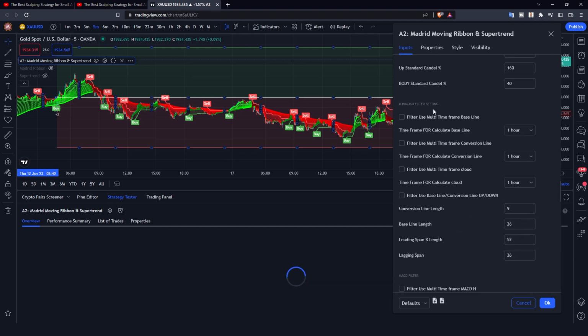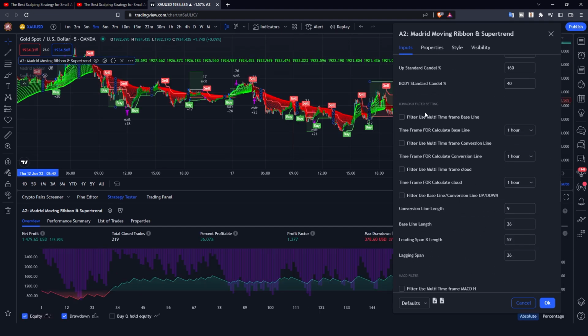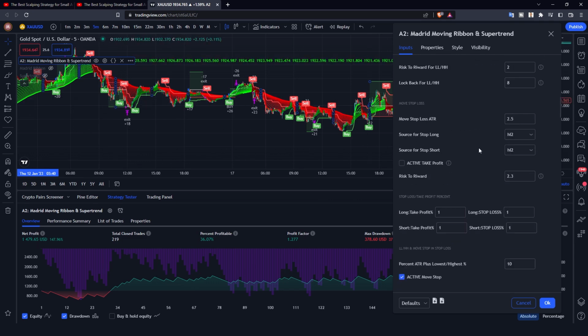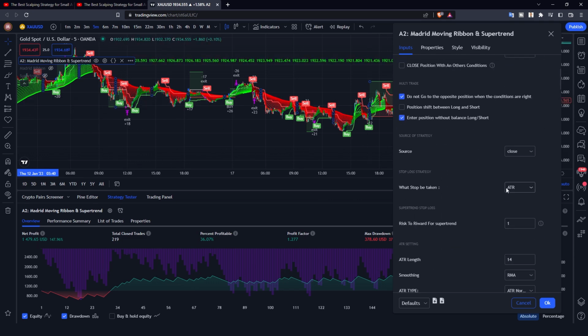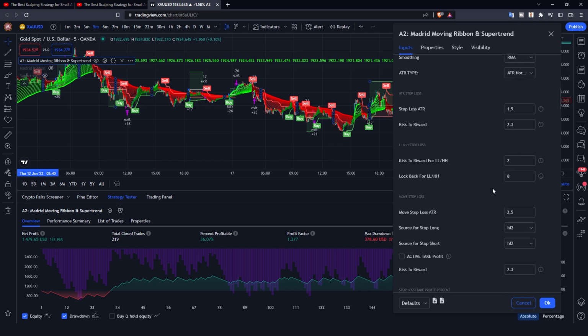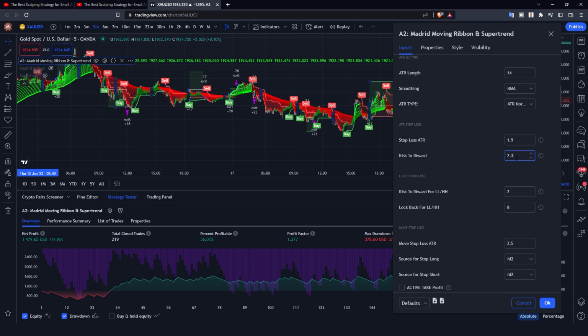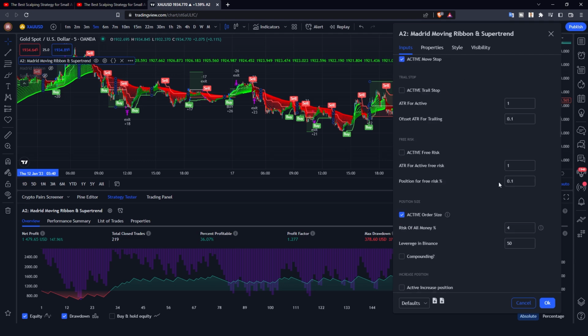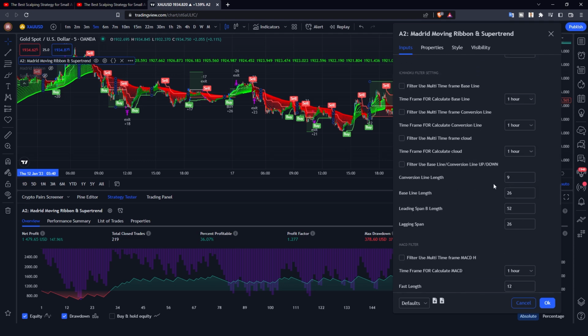Also, the different filters of Ichimoku are available here for you. You can use these for entry or exit. And for example, you see we are at a 1-to-2 risk to reward ratio. Now our stop is on ATR and we choose 2.3 risk to reward ratio and 1.98 ATR as our stop loss. Also, we can change it too.